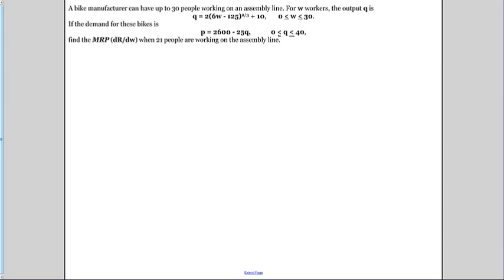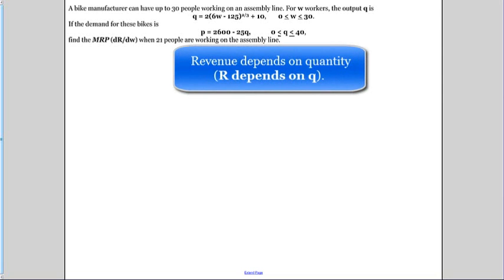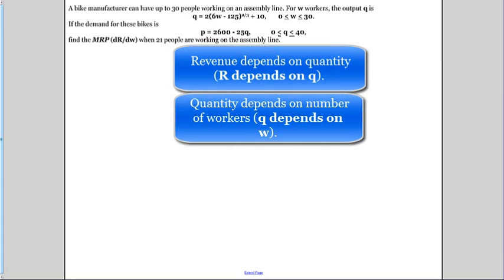Since the demand P depends on the quantity, then revenue will also depend on the quantity. Also, the quantity depends on the number of workers. Therefore, revenue, R, depends on quantity, Q, and quantity depends on workers, W. But to find the marginal revenue product, we need to differentiate revenue with respect to workers.